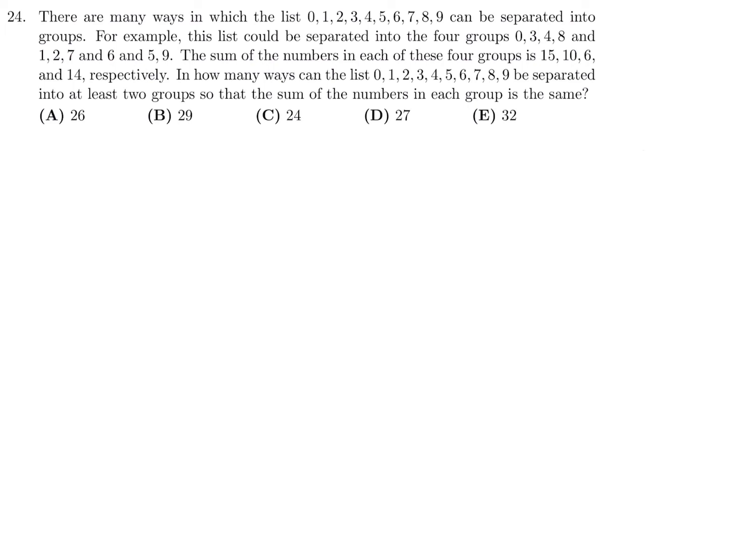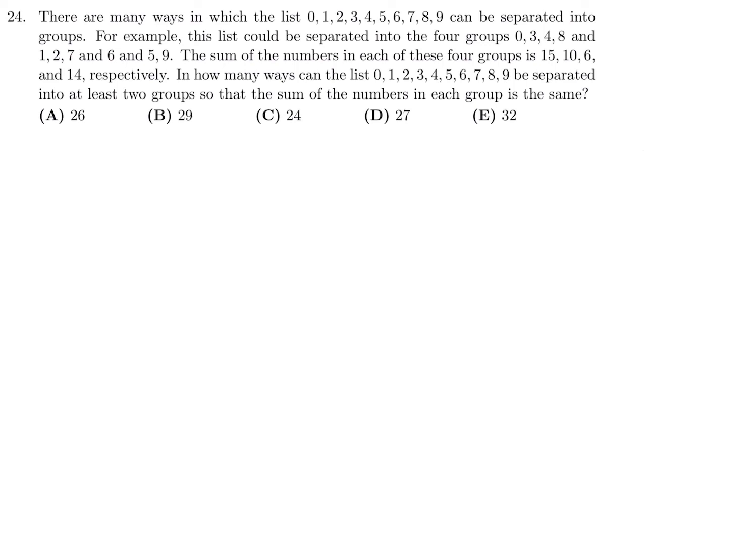There are many ways in which the list 0 to 9 can be separated into groups. For example, this list could be separated into the 4 groups 0, 3, 4, 8, and 1, 2, 7, and 6, and 5, 9. The sum of the numbers in each of these 4 groups is 15, 10, 6, and 14 respectively. In how many ways can the list 0 through 9 be separated into at least 2 groups so that the sum of the numbers in each group is the same?